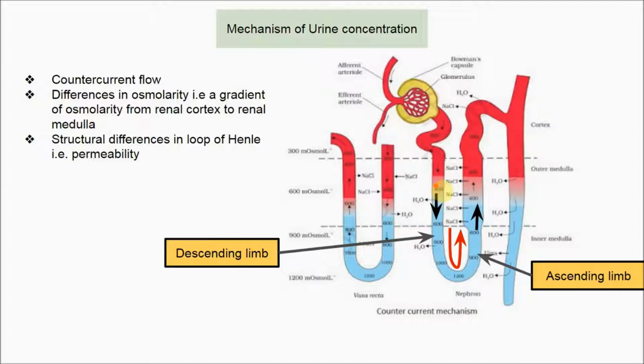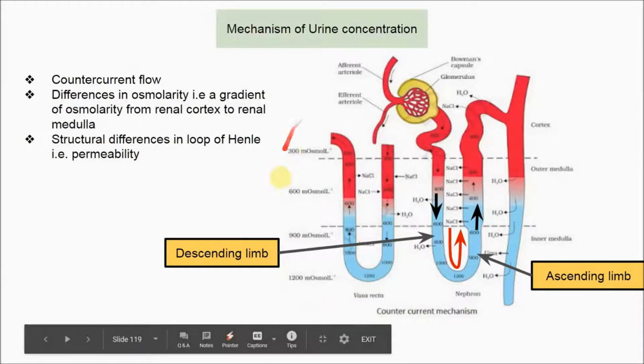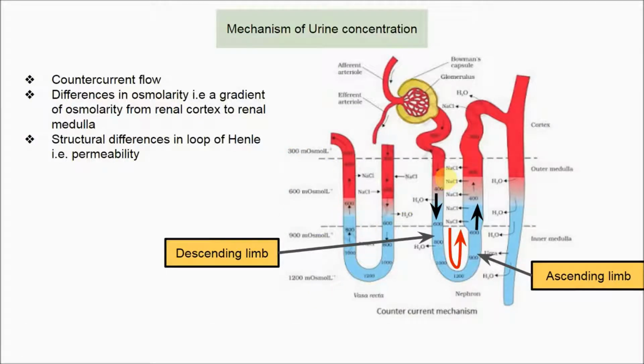Of course, the descending limb is more permeable to water. But why does the water leave the descending limb in the first place? That is mainly because of a gradient of solutes, or osmotic gradient, in the interstitial fluid that has already been formed. As a result, the water from the descending limb exits and enters into the interstitium. This is the reason why water leaves the descending limb.